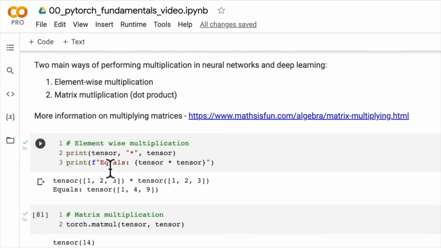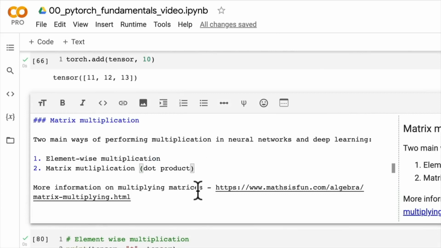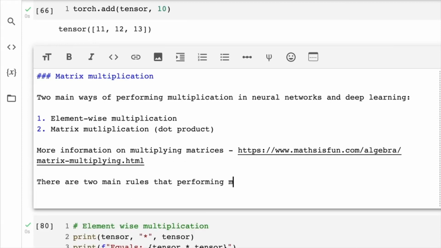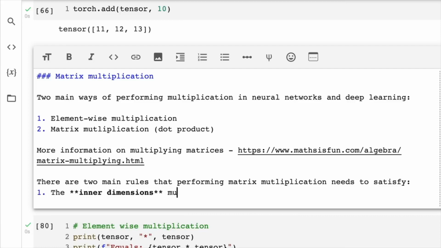I just want to write up here, there are 2 main rules that performing matrix multiplication needs to satisfy. Otherwise, we're going to get an error. So number 1 is the inner dimensions must match. Let's see what this means.